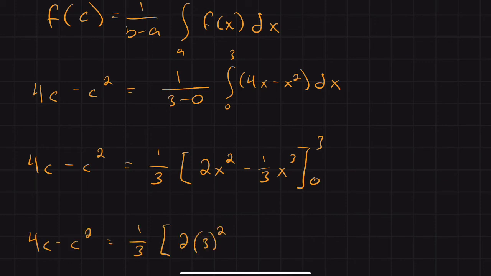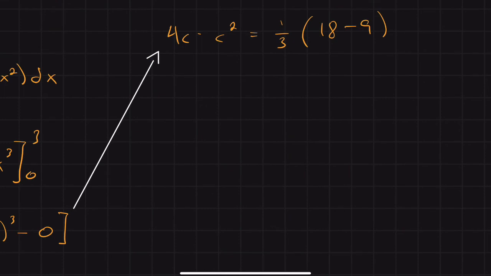We can then plug in the top boundary 3 in for the x inside of the 2x squared, and then also into the x for the negative 1/3 x cubed. What happens if we then plug the bottom boundary into the function? Well, 2 times 0 squared would be 0, and then negative 1/3 times 0 cubed would also be a 0. So by plugging in the bottom boundary, we're just going to get a 0. So then we just want to work on simplifying that parentheses. We get 1/3 times 18 minus 9. And then the right side just simplifies down to a 3.